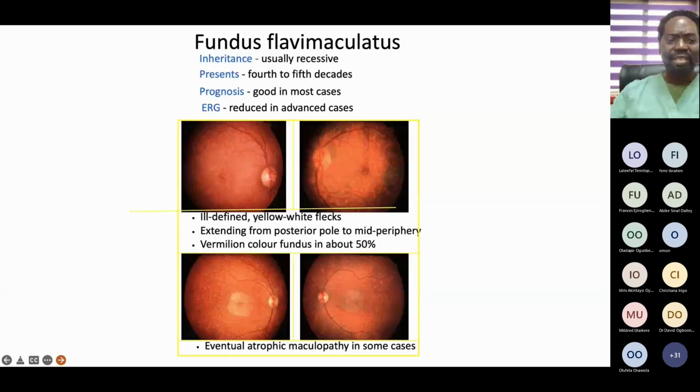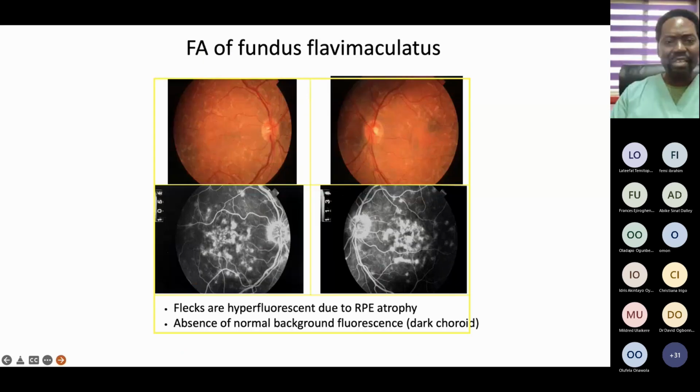In inherited retinal disorders, one of the easiest ones to use an FFA to determine is Stargardt disease or fundus flavimaculatus. They are usually autosomal recessive, present in the 4th to 5th decades of life. Prognosis is better than in Stargardt, and then they usually have this atrophic maculopathy appearance with a lot of flecks. We call these flecks. And this is what happens when we do an FFA.